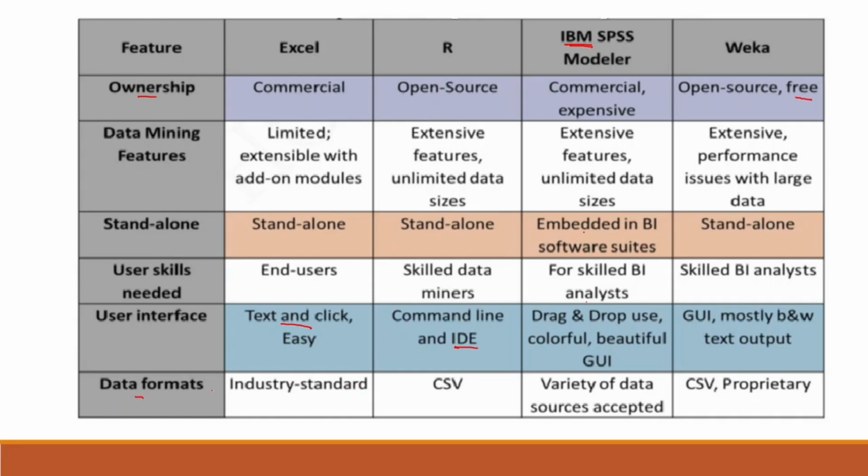The last feature is with respect to data formats. Excel is the industry standard, R will take the data in the format of a CSV file, and IBM SPSS Modeler will take data from a variety of data sources or in a variety of data formats. Weka will take the data in the form of a CSV or a proprietary data format. So this is a comparison of the various features among the four widely used data mining tools or platforms: Excel, R, IBM's SPSS Modeler, and an open source data mining tool, Weka.